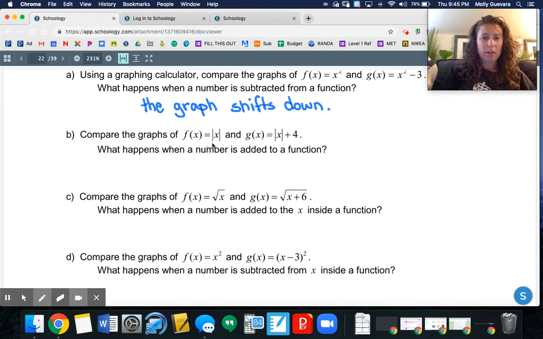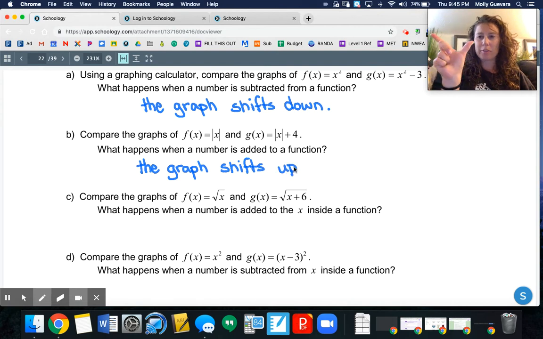What about the graphs of absolute value of x and absolute value of x plus 4? What does this plus 4 do, right? What happens when a number is added to the function? So exactly what you think, the graph shifts up. Right, so absolute value is that perfect V, okay? And so then all we're doing is moving it up 4 units.